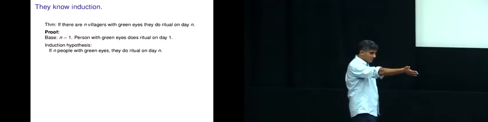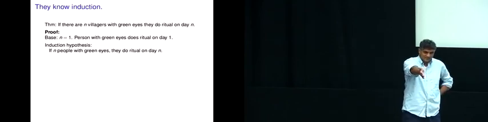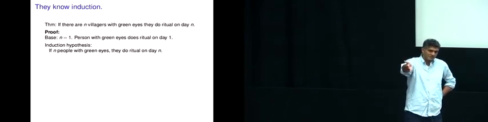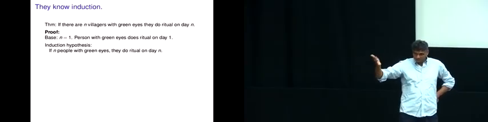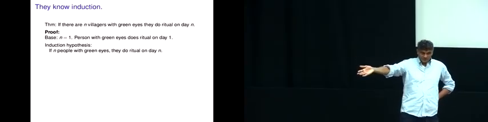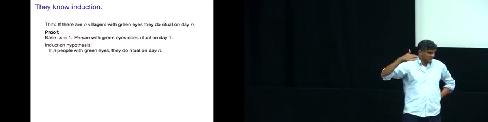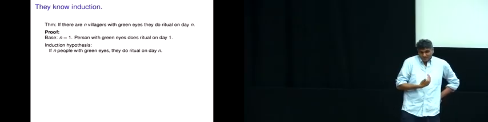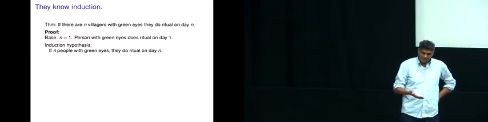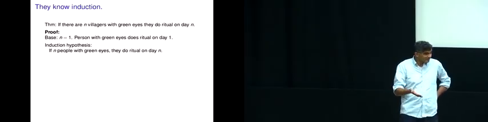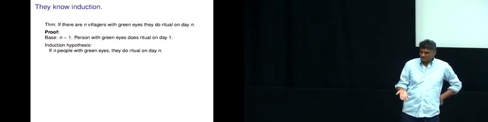If there's n people there, I see they all have green eyes, and they didn't do the ritual, so there must not be n people with green eyes. There must be n plus 1. Right? It can't be n plus 2 because the only person I can't see is myself. So there must be n plus 1. So on the n plus 1 day, what must I do? I have to do the ritual. Right?